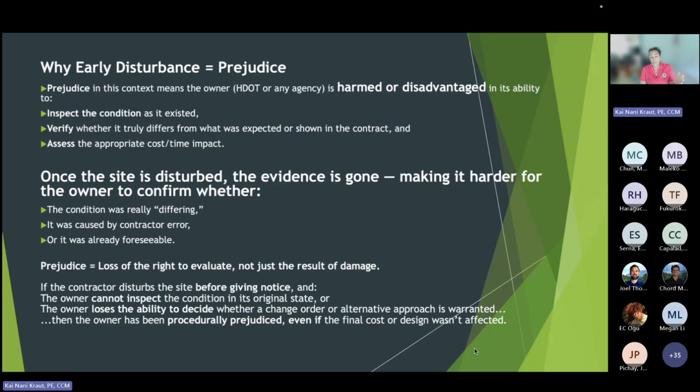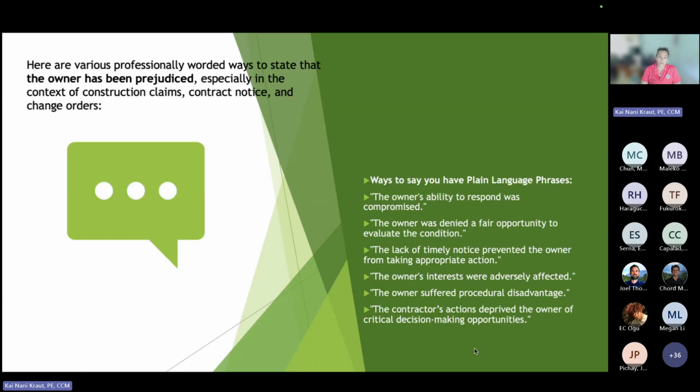Obviously, it's a little bit easier to show when the final cost or design is affected, but the owner can also be prejudiced just by not being provided that notification. Okay, so I want you guys to get comfortable with this term, really understand it. So we provided a ton of examples. And again, Cord did a lot of the work prepping this. So I want to thank Cord for doing a great job on this.